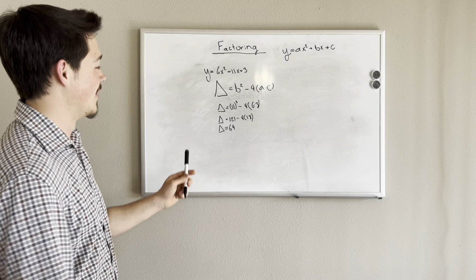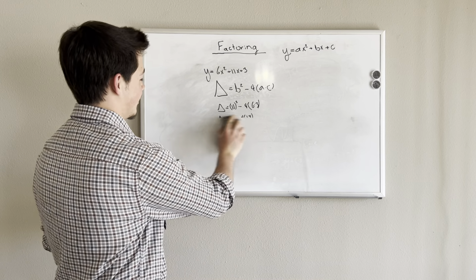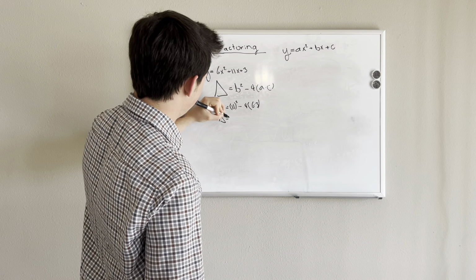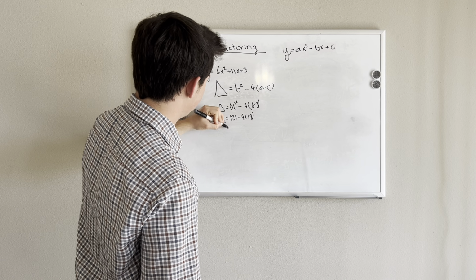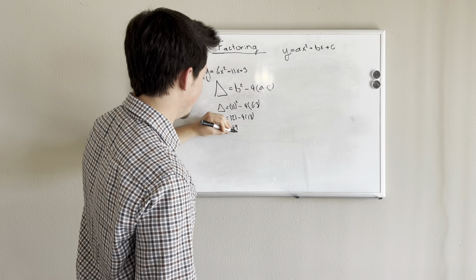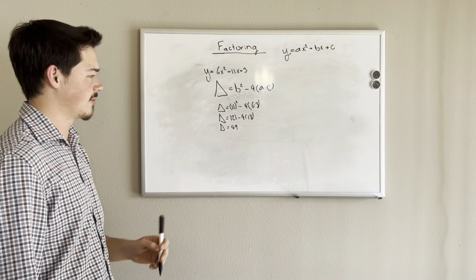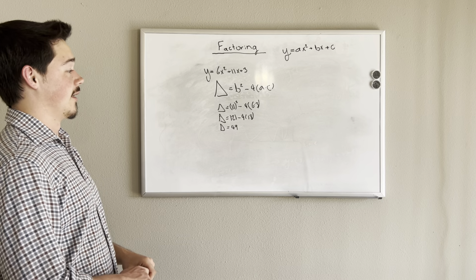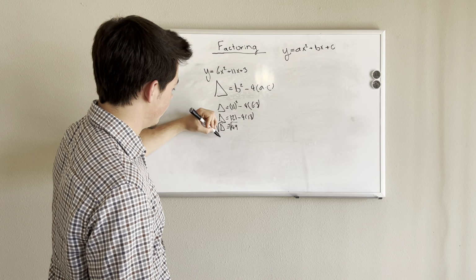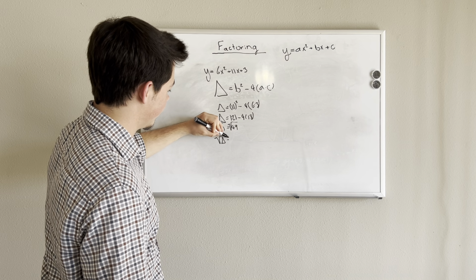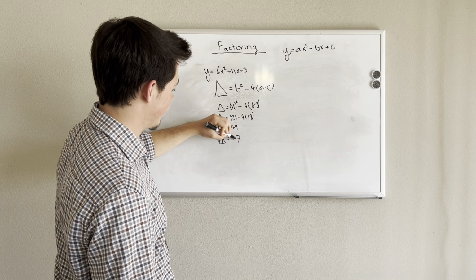Check if that's correct. It does not, it gives us 49. So delta is equal to 121 minus 4 times 18, which is equal to 49. So we want to know, is this number a perfect square? Yes, it is. If we take the square root of both sides, we get that the square root of delta is equal to positive negative 7.